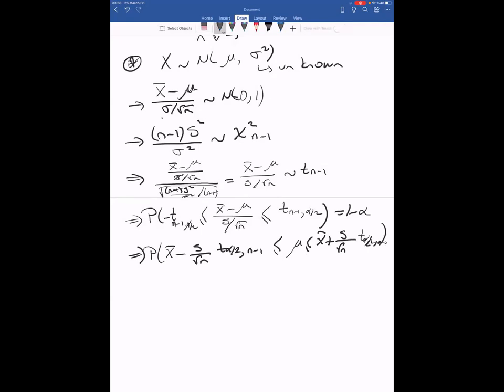So equals 1 minus alpha. So this is a random interval. Then we can calculate its expected length. So what is the length of this one?